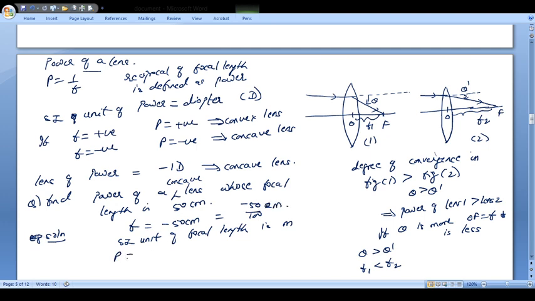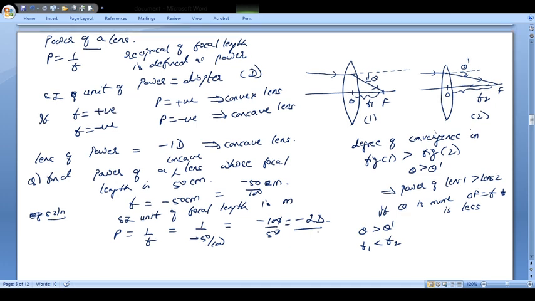So now what will be power is 1 upon F. So it will be 1 upon -50 upon 100. That is -100 upon 50. So this is -2 diopter. So in most of the cases what students you will do is you will not convert the centimeter into meter. पावर के न्यूमेरिकल में सेंटीमीटर इंटू मीटर कन्वर्ट जरूरी है because the SI unit of power is diopter and we take this in terms of SI units.